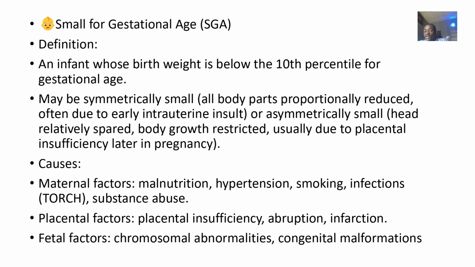Say a baby was born at 36 weeks. What's the 10th percentile of 36 weeks? 10% of 36 is what? 3.6, right? So if the birth weight of that baby is less than 3.6, we say that the baby is low for gestational age. If the baby was born at 40 weeks, what is 10% of 40? It's 4 kg. If the weight of the baby is less than that 4 kg, you say that the baby is small for gestational age.